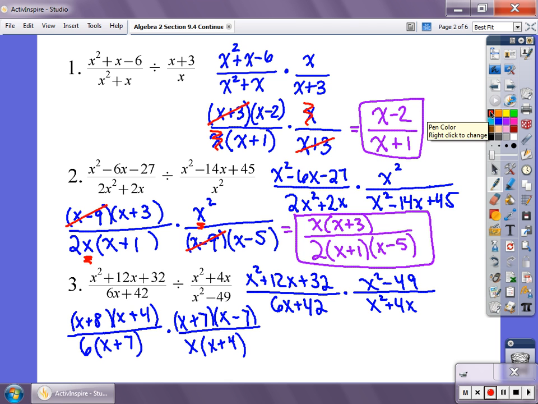Time to reduce. I see an x plus 4 in the top, x plus 4 in the bottom, x plus 7 in the bottom, x plus 7 in the top. And so what we're left over with, x plus 8 and x minus 7, all over, and then we have 6x in the bottom left over. And you're done.